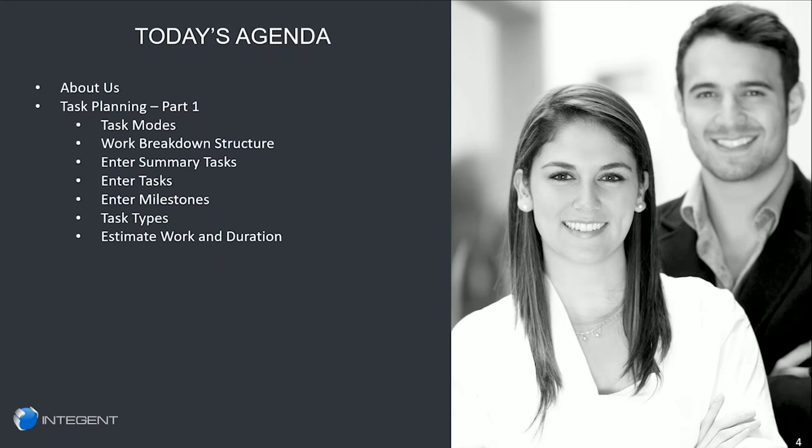And so for today, this is what we're going to cover. We're going to start by talking a little bit about us, a little about Intigent, who we are, what we do. And then we're going to jump into our task planning. And during that, we're going to cover task mode, which is how you schedule your tasks, work breakdown structure. We're going to talk about summary tasks, tasks and milestones, task types, and then finally, we are going to estimate work and durations for the tasks we've entered.